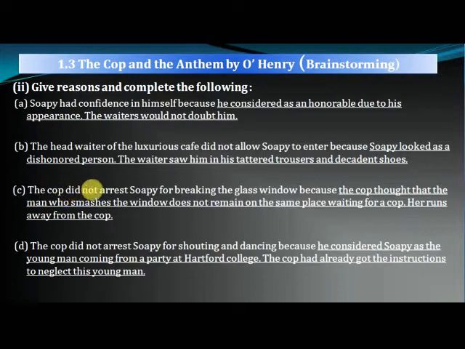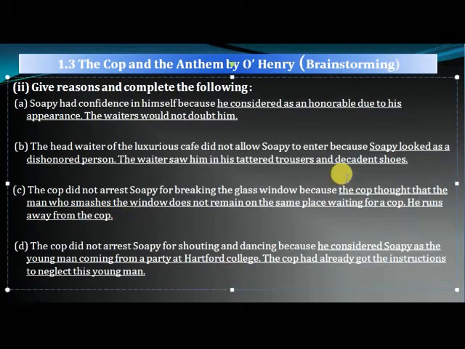Next, the cop did not arrest Sophie for breaking the glass window because the cop thought that the man who smashes a window doesn't remain in the same place waiting for a cop. He runs away from the cop. The robbers who tend to break windows of other people's homes or shops do not wait at the same place for the cops. So the cops felt that Sophie was just joking and fooling around, and they didn't arrest him.